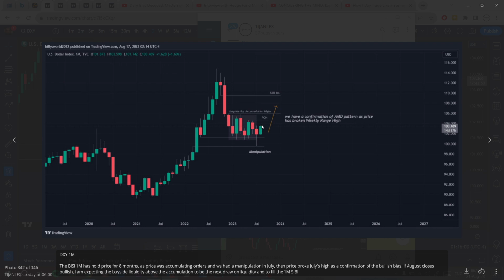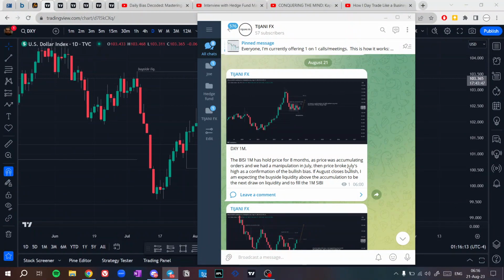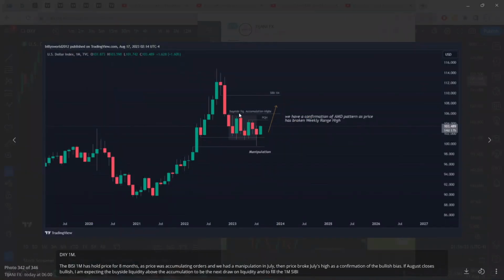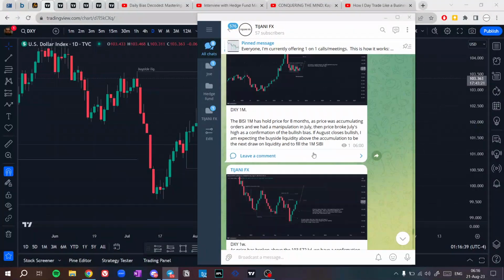Then August has shown some bullishness as price broke July's high as a confirmation of the bullish bias. If August candle closes bullish, I'm expecting the buy side liquidity of the accumulation. I'm expecting price to distribute above the equal highs, filling the CB, as we have the confirmation of AMD pattern on the weekly time frame once price has broken July's high, right?